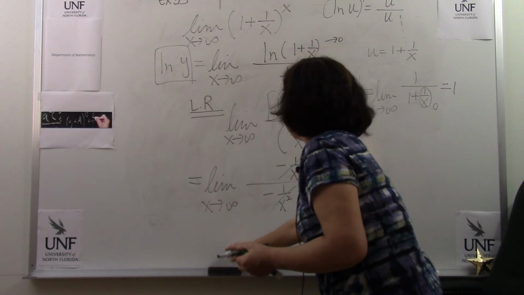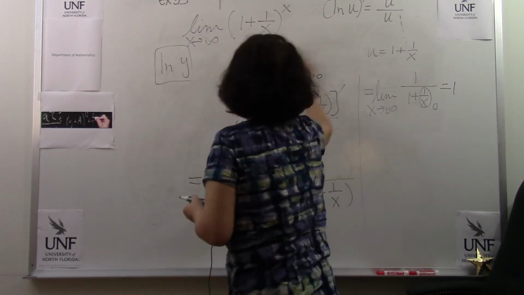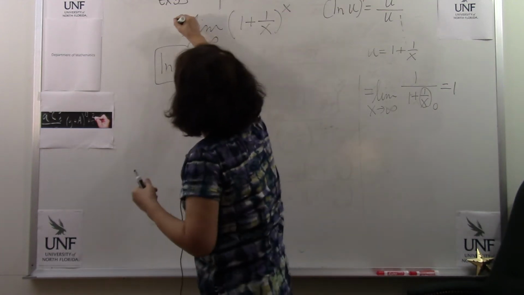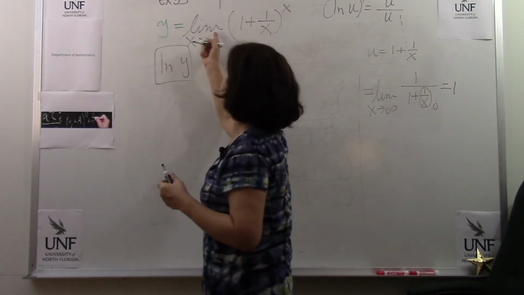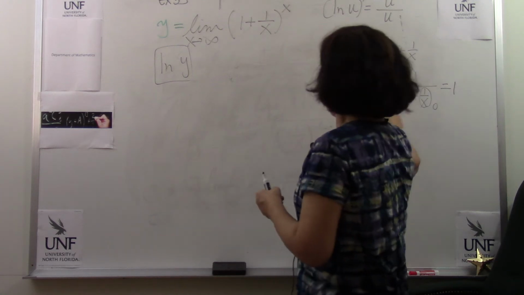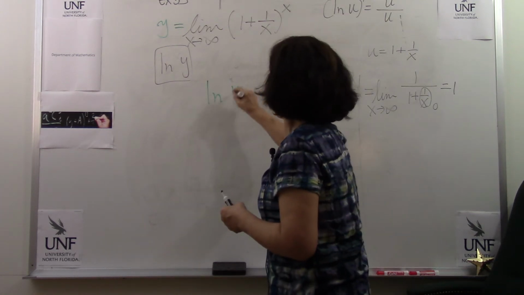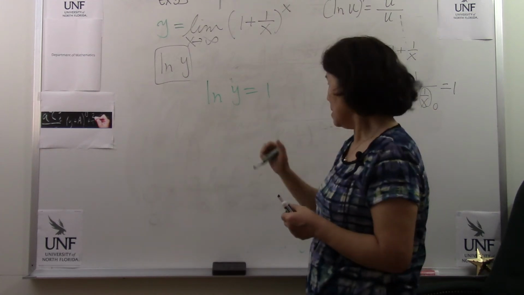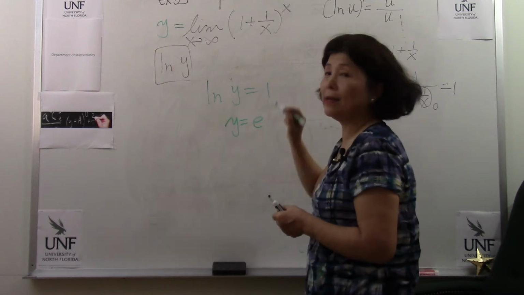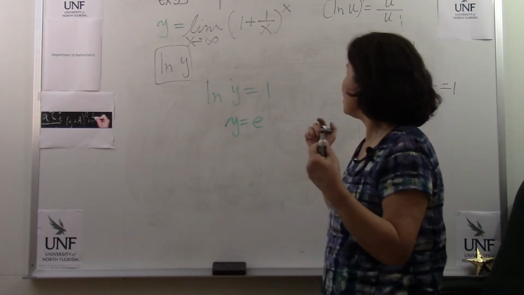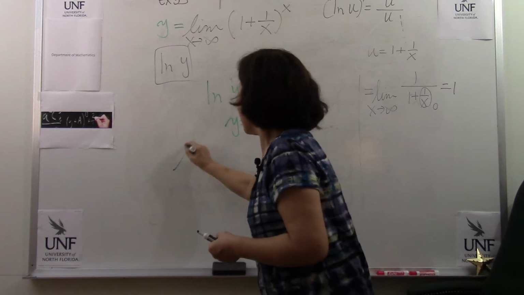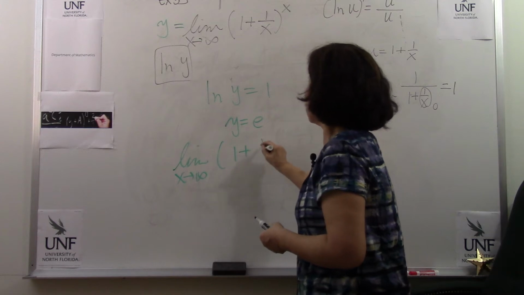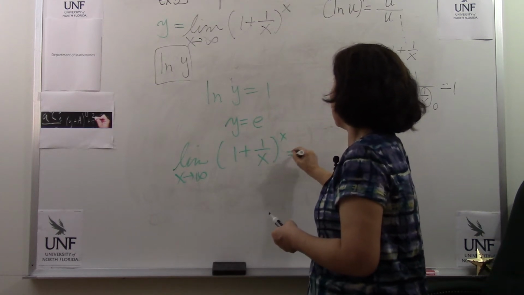So in other words, go back, refresh your memory. This is the limit of this problem. The answer for this limit is y. But what it says over here is ln y equals 1. So what does it tell you about y? Well, that means y equals e. Okay? So what did we say over here? This limit, the limit as x goes to infinity of (1 plus 1 over x) to the x, equals e.